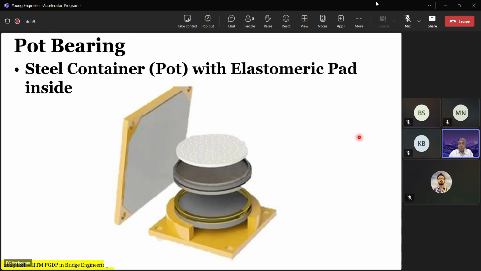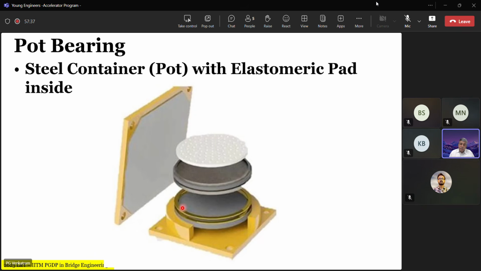Now we move to the next type of bearing, which is the pot bearing. Typically, how does the arrangement of the pot bearing look? You have a base pot. You think of the pot as nothing but a hollow cylinder. Inside that hollow cylinder, you have this gray colored material, which is the elastomeric disc. At the end of the elastomeric disc, you have a brass or a stainless steel sealing ring. And on top of the sealing ring sits what is called a piston.